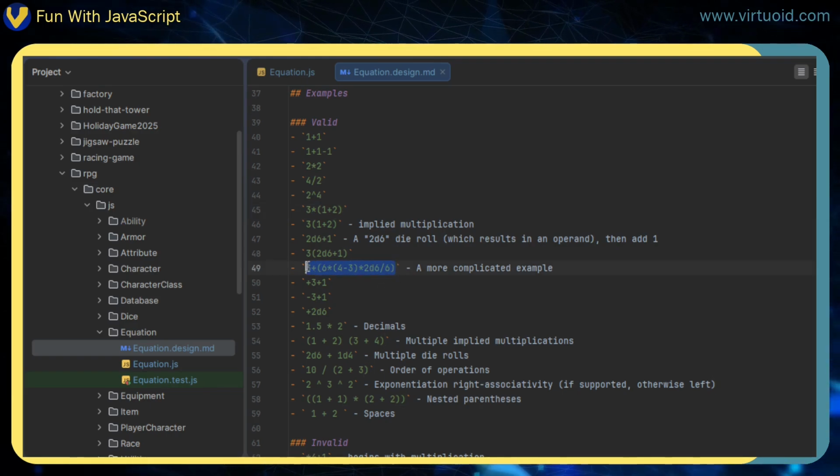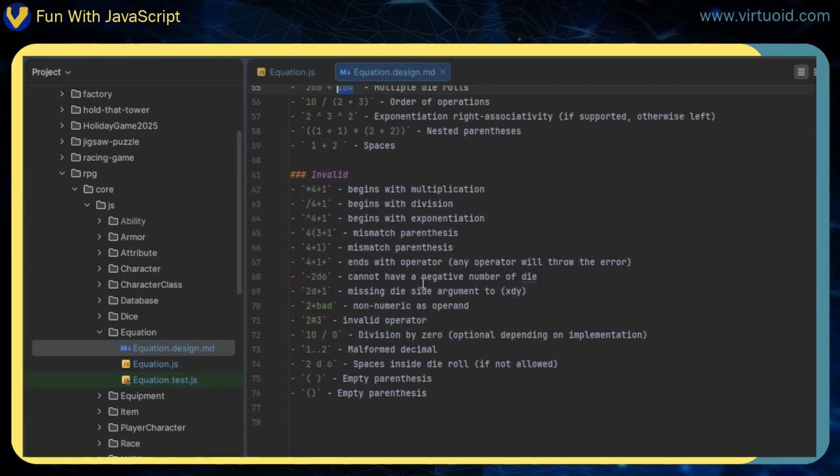Or something as very complicated as this, which will include dice rolls. So not only do we have numbers here, but we can also include dice rolls within the equations. And so not only will this equation system have to be able to handle all these different strings, but also have to handle all these different incorrect equations and be able to throw exceptions at that point.